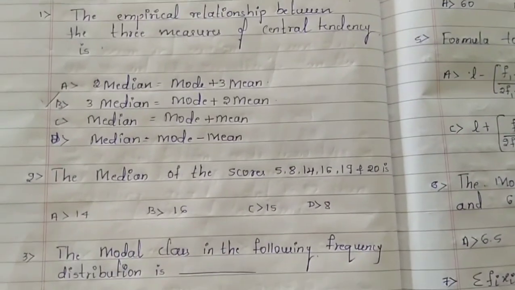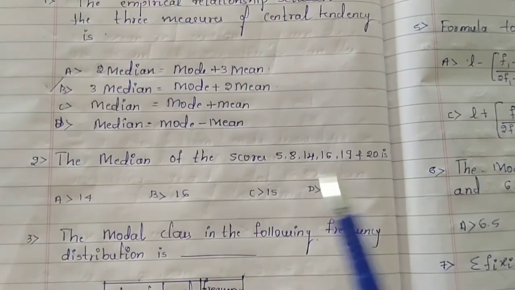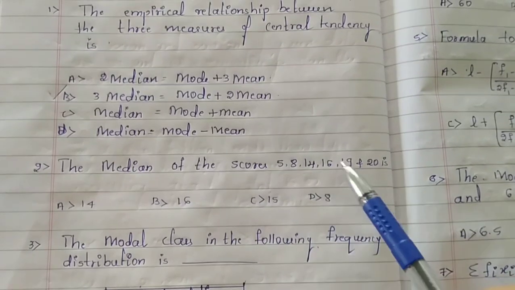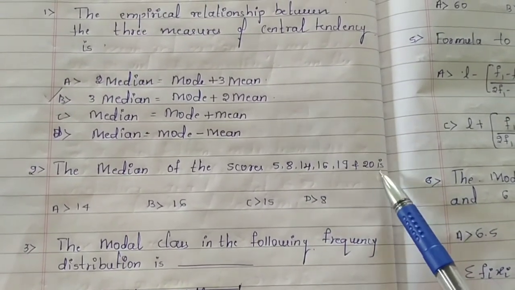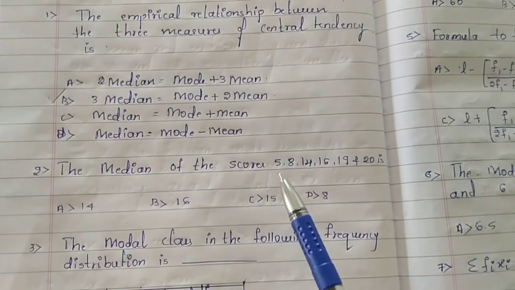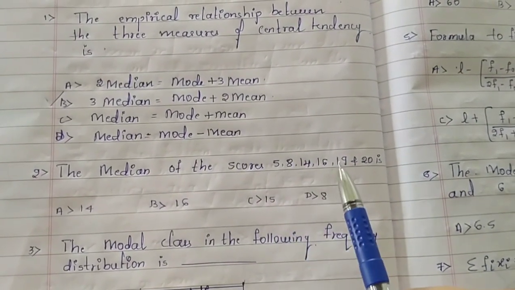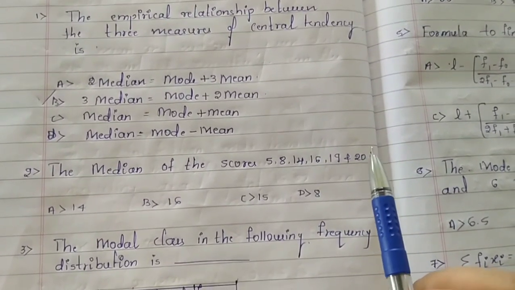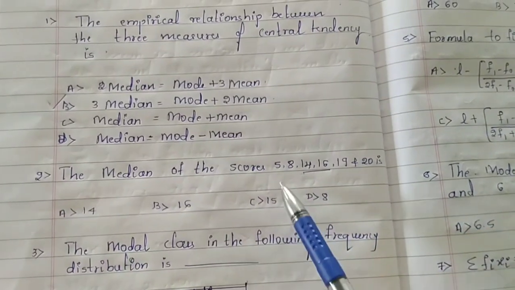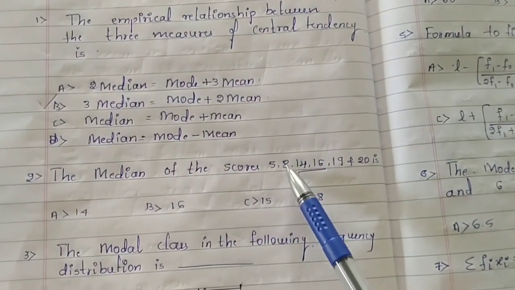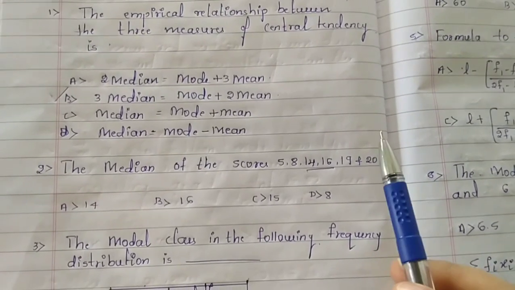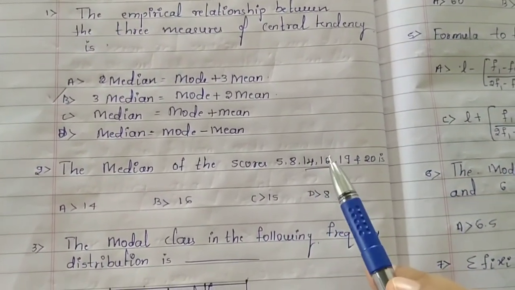Now we will see the next question, that is the median of the scores 5, 8, 14, 16, 19 and 20 is dash. So you have to find the median of these scores. Median is nothing but the middlemost score. Now here you can see how many observations are there: 1 2 3 4 5 6. So 6 observations means it is an even number, right?